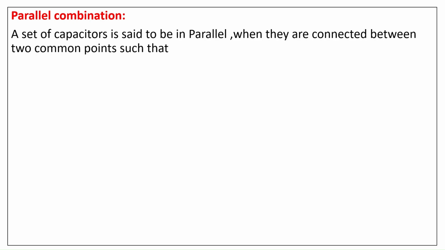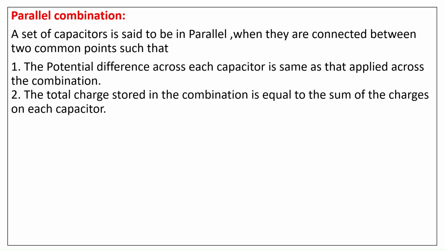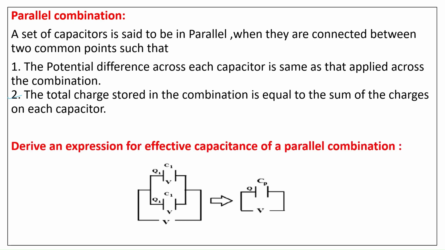Next is parallel combination. A set of capacitors is said to be in parallel when they are connected between two common points such that 1. The potential difference across each capacitor is same as that applied across the combination. 2. The total charge stored in the combination is equal to the sum of the charges on each capacitor. Let's derive an expression for effective capacitance of a parallel combination.